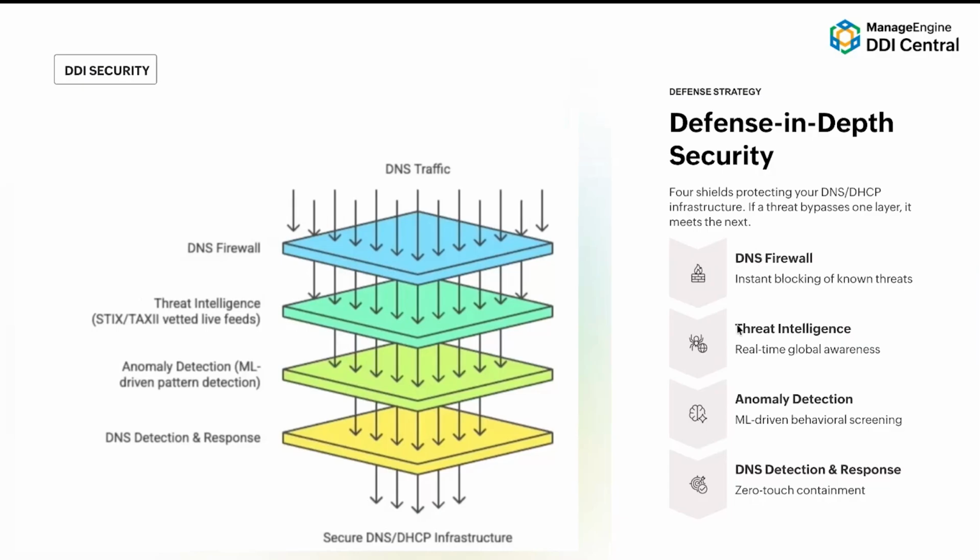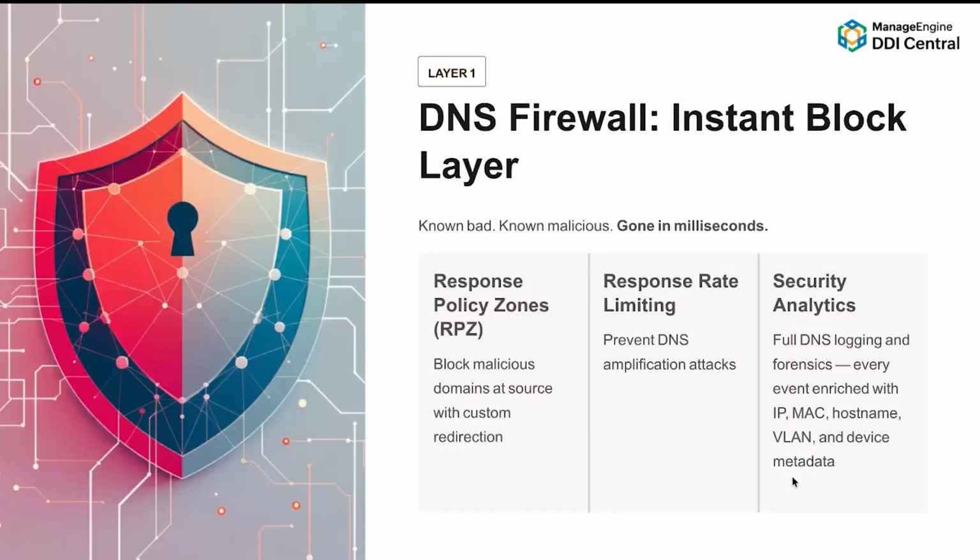This gives you real-time global awareness. So if anywhere in the world a threat is detected, it's updated to you using the threat feed. And with anomaly detection, you have ML-driven behavioral screening that does true magic in bringing unknown threats to the fore. And the final layer, the DNS detection and response layer, helps you contain these threats without any manual intervention. So let me quickly go through the layers one by one.